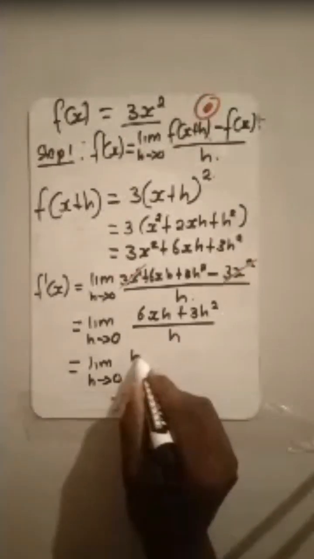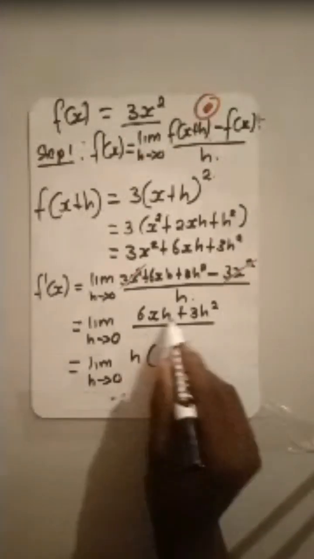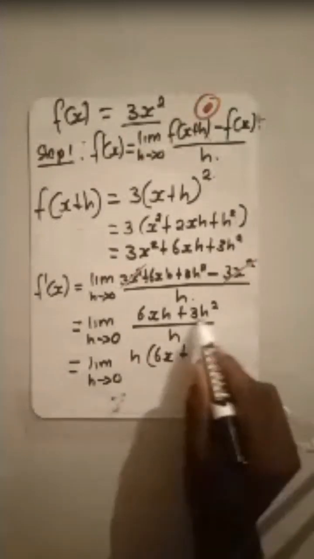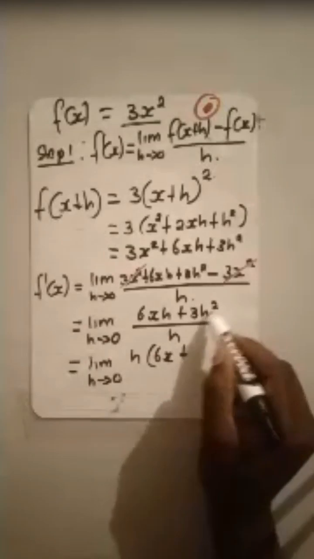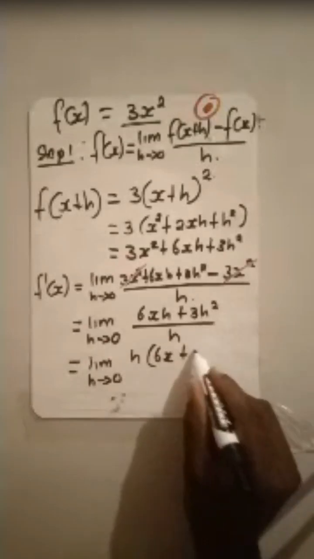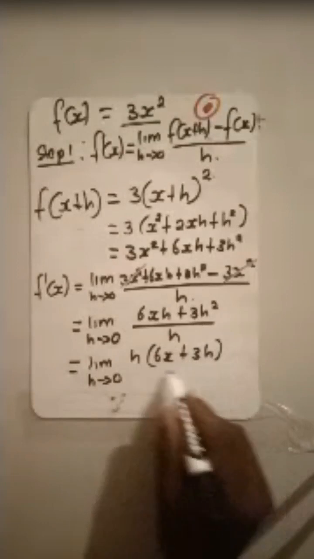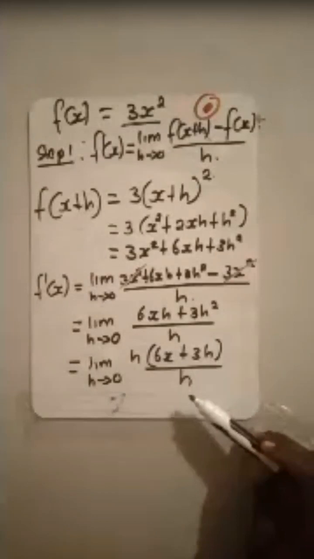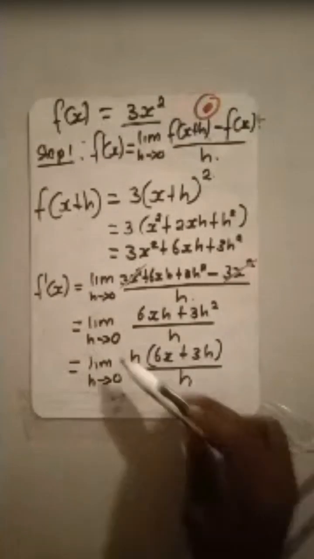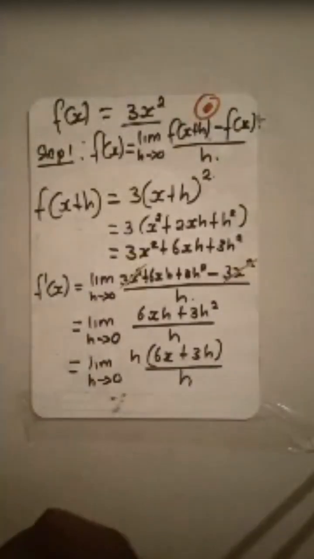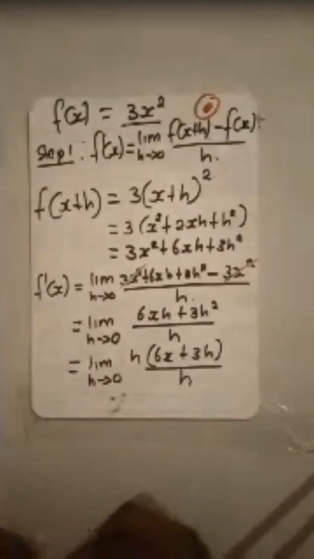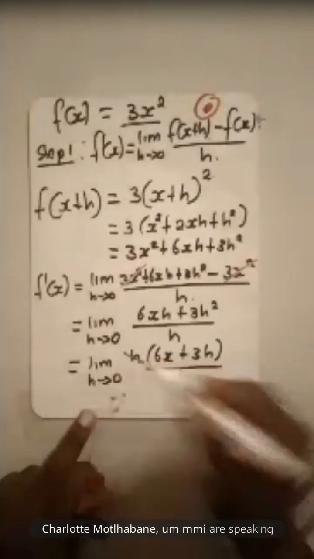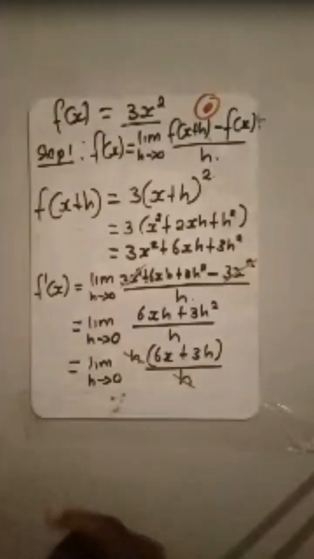Then there we are going to take out what? h. If we take out h there, we are left with 6x plus, if we take out h there, we see that we're having h squared. So if we take out h, we are left with what? Single h over h. So in the numerator and also in the denominator, we have a common factor. What is going to happen to the common factor? They are going to what? Cancel. Yes, they are going to cancel out like that, right?